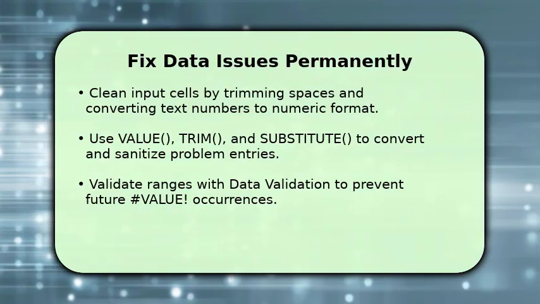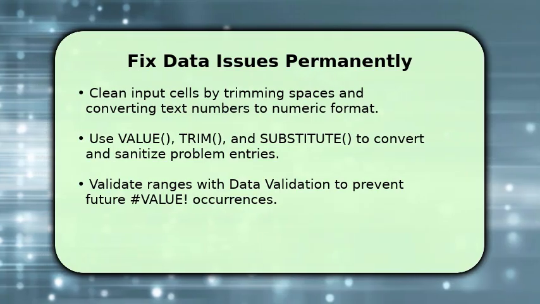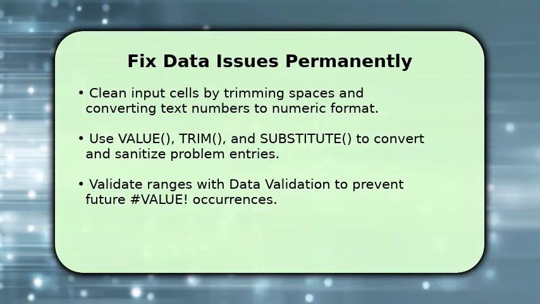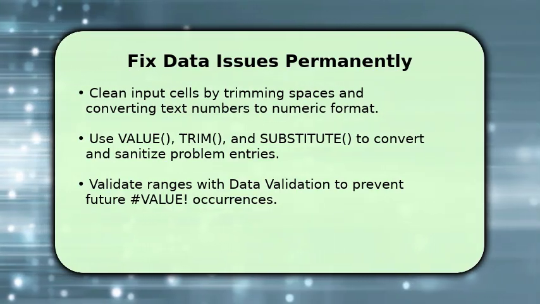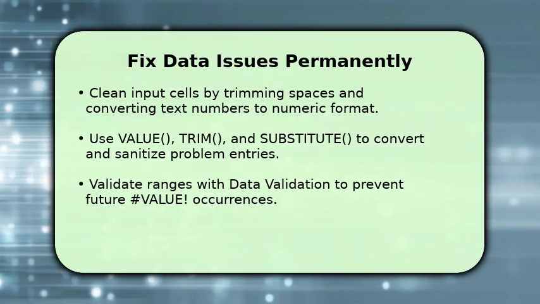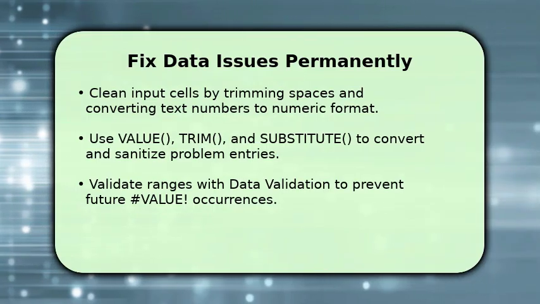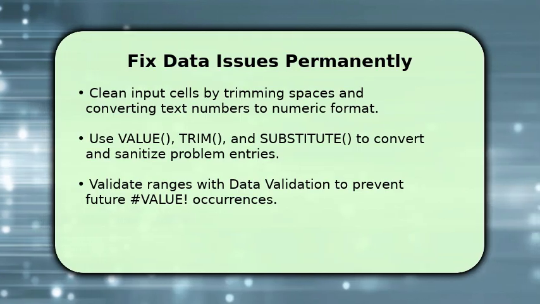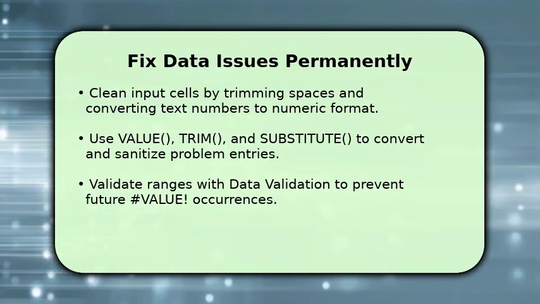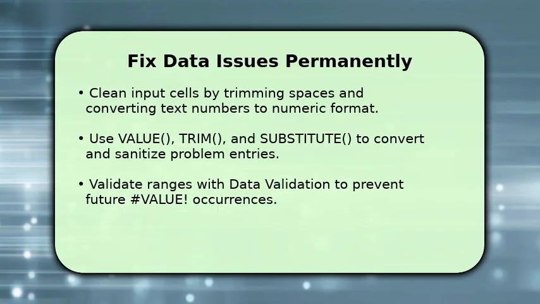Clean input cells by trimming spaces and converting text numbers to numeric format. Use TRIM to remove leading and trailing spaces and SUBSTITUTE to remove non-breaking spaces or stray characters. Use VALUE or multiply by 1 to convert text numbers into numeric values for calculations.